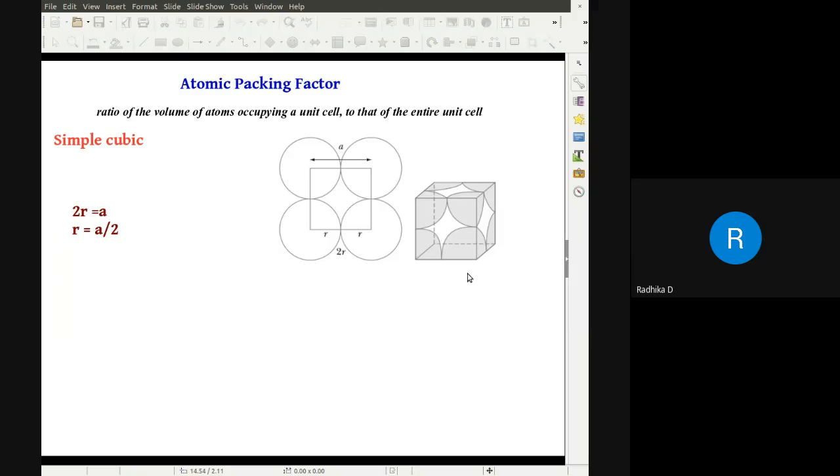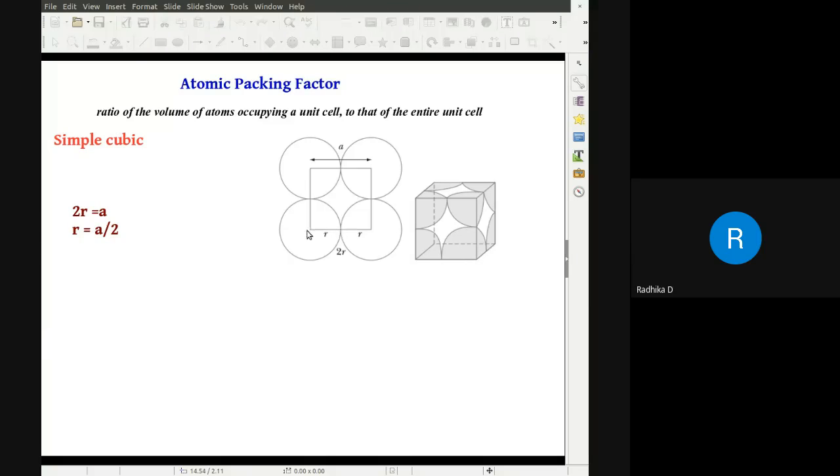So this is your simple cubic system, okay? I have considered the atoms which are close by in the front portion. I have 4 atoms kept next to each other. It looks like this, okay? Now, I have taken the center of each of these atoms and connected them all. It forms a square like this. I take the center of each atom and connect them. It forms a square.